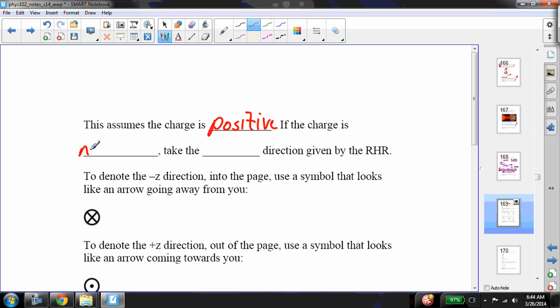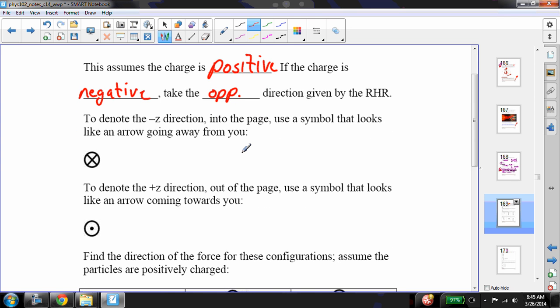If the charge is negative, then you just take the opposite direction that's given by the right-hand rule. We assume that the charge is positive to begin, then we find the direction of the force or whatever it is that we're finding. But if the charge is negative, we find it, and then we take the opposite of that. We're going to use some symbols.